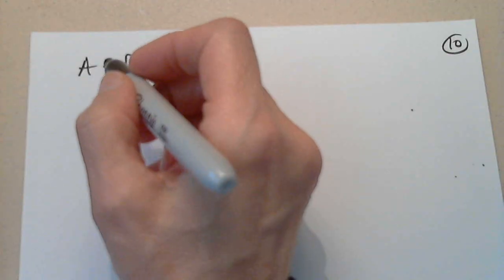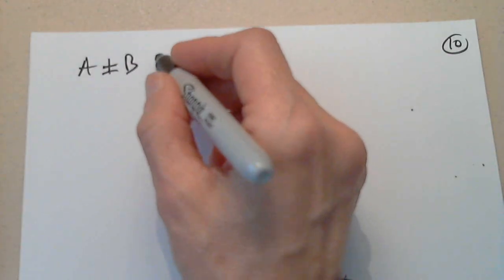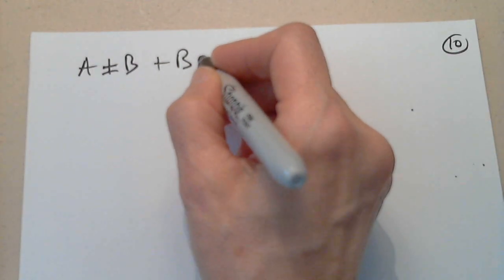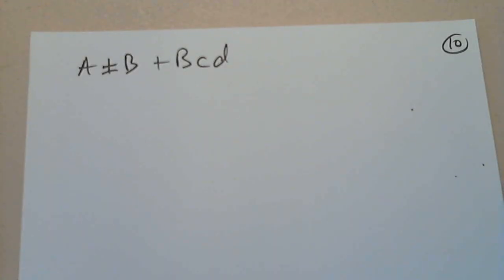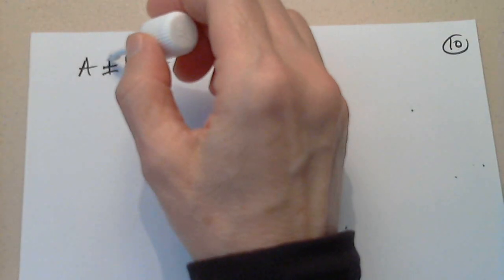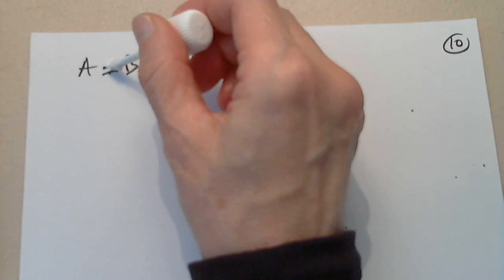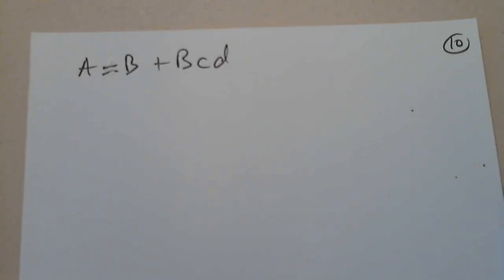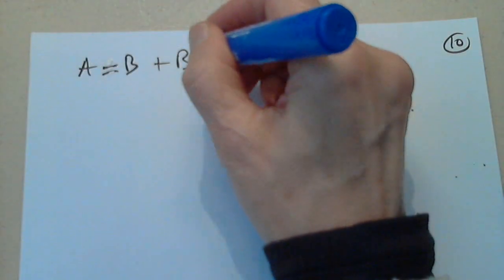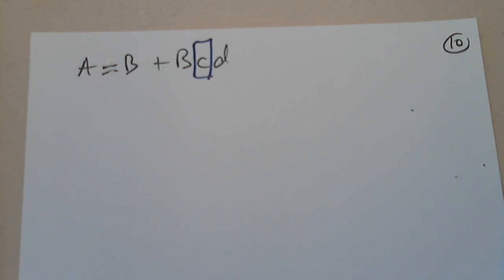That's page 10, I think. Okay. A equals B plus B, C, D. We're asked to solve for C. Don't mind anything else. We only care about C. That's our focus. We are solving for C.